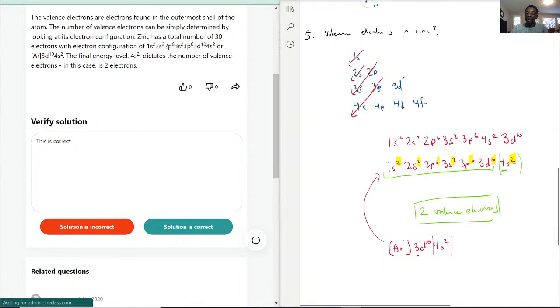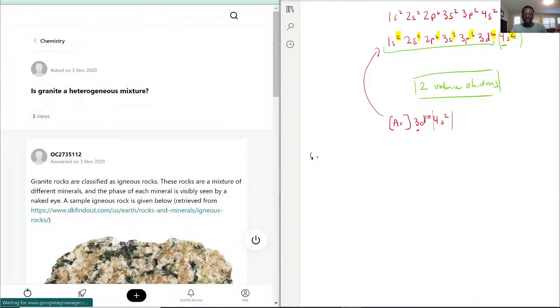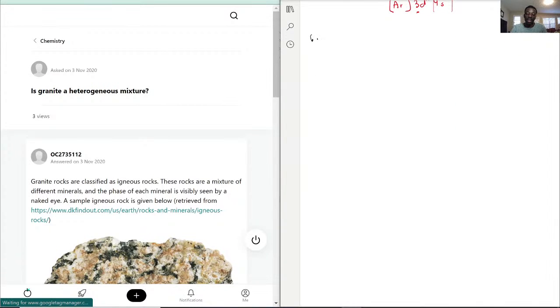So now we move on to question 6. All right. Is granite a heterogeneous mixture? Okay, so the first thing we have to understand is, what does it mean to be a heterogeneous mixture, and what does that mean relative as well to a homogeneous mixture? In fact, what is a mixture?